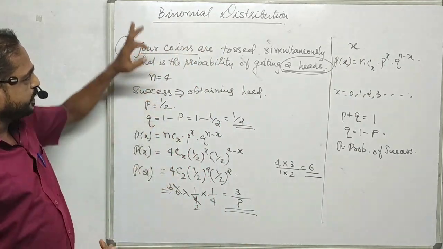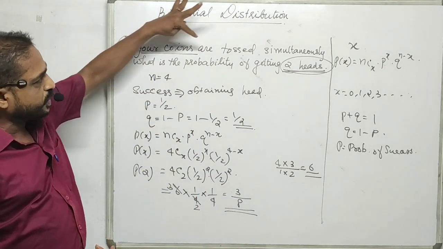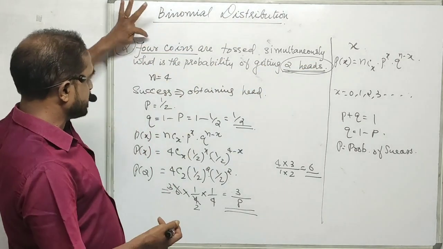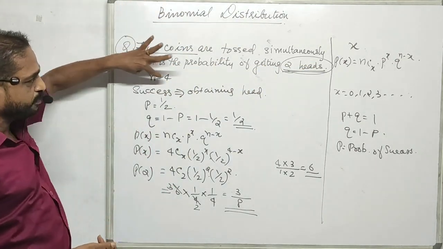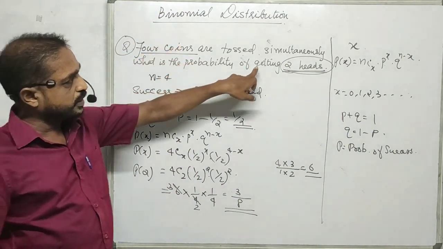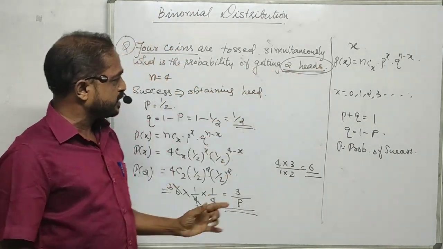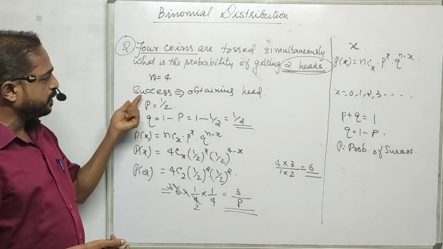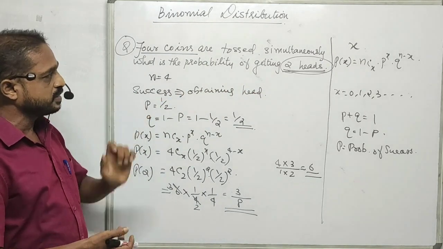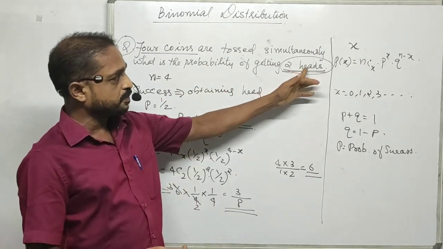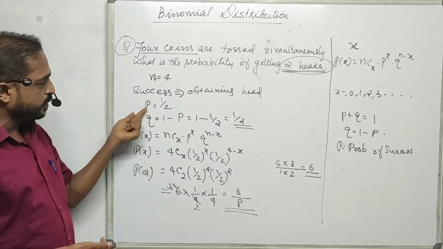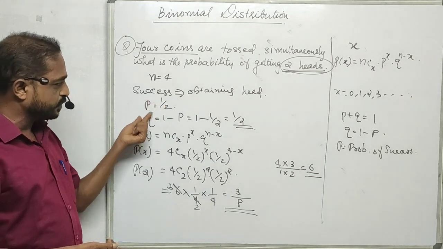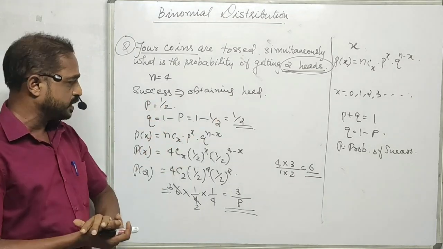So in this problem, it is given that 4 coins are tossed and you are required to find the probability of getting 2 heads. Since 4 coins are tossed, the number of trials is 4. You are required to find the probability of getting 2 heads, therefore obtaining head is defined as success. What is P? P is the probability of success in a single trial. Obtaining head is success, so P is the probability of obtaining head in a single toss of a coin. That is 1 by 2. Q will be 1 minus P, that is 1 minus 1 by 2, that is 1 by 2.